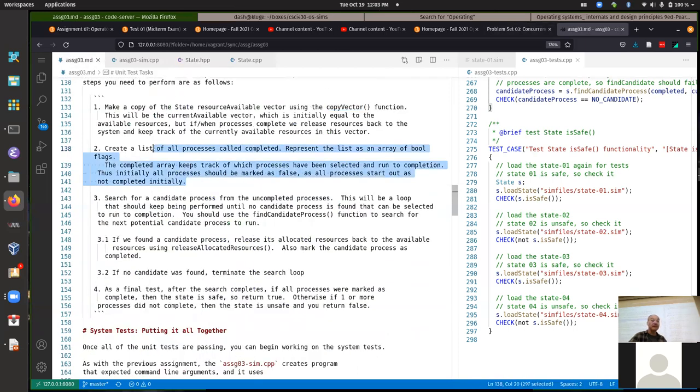You need to create a list of Boolean processes like we're shown in the test, so just have an array of Booleans. You should initialize those to all be false. I don't think I have a helper function for that, so you probably will have to write a loop here or do something to ensure that everything is initialized to false for that array of Booleans, because initially none of the processes are marked, or none of them are completed.